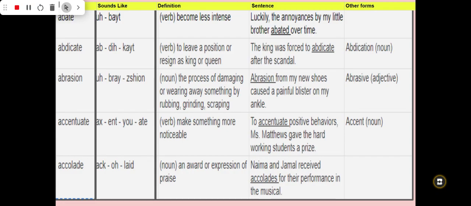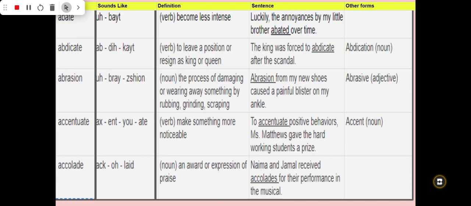Abdicate is a verb. It's pronounced abdicate. It means to leave a position or resign as king or queen. You usually only hear this word when we're talking about kings and queens, like in the sentence, the king was forced to abdicate after the scandal, to give up his throne.